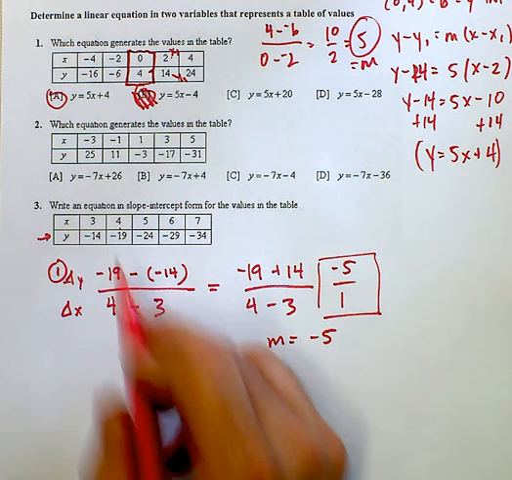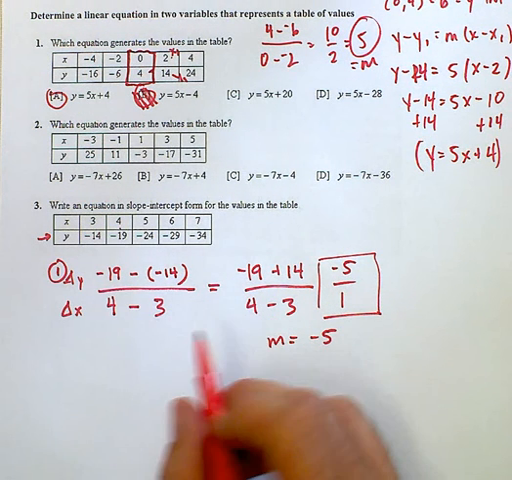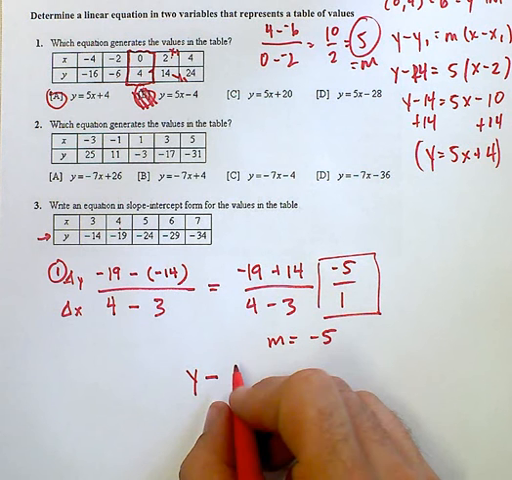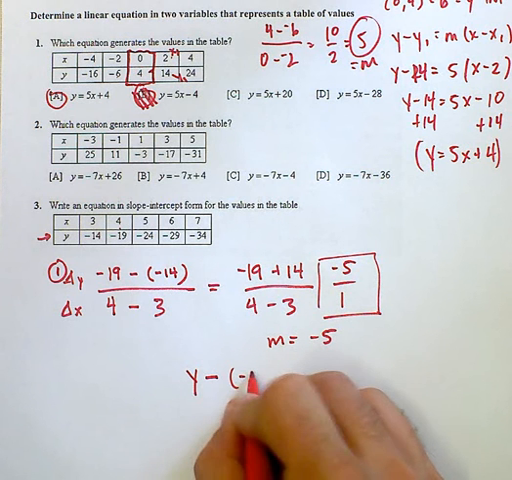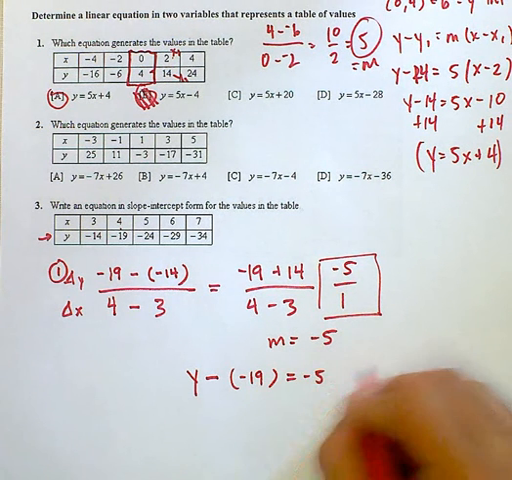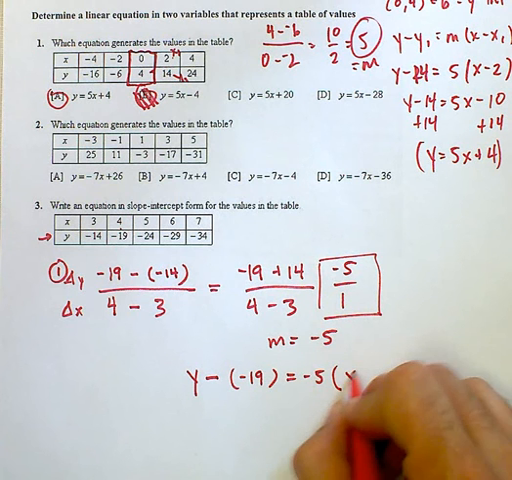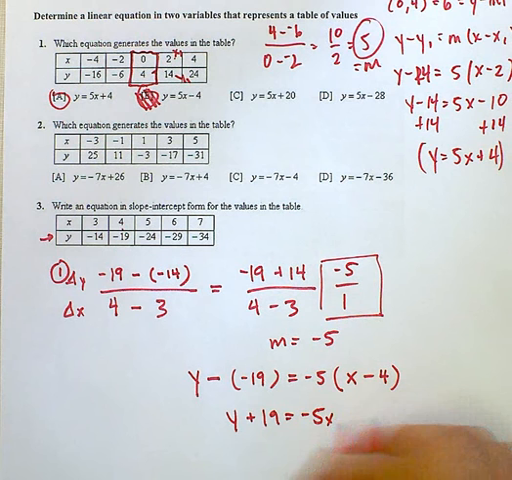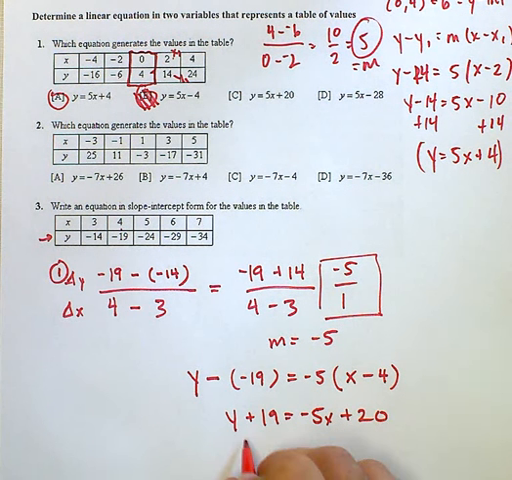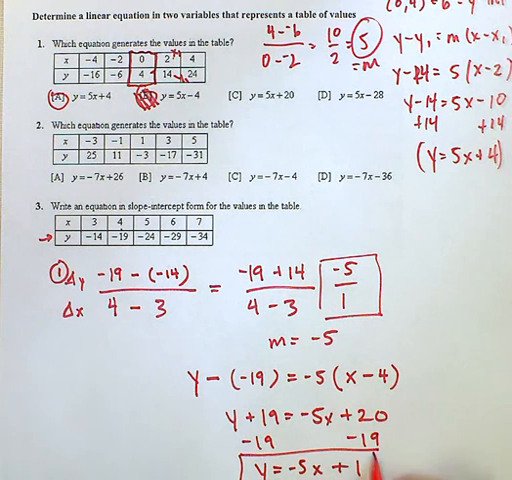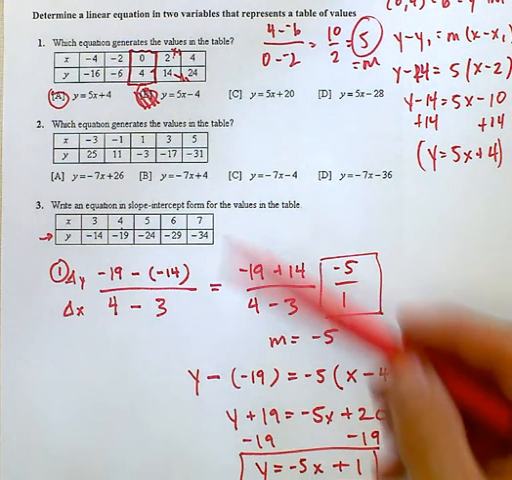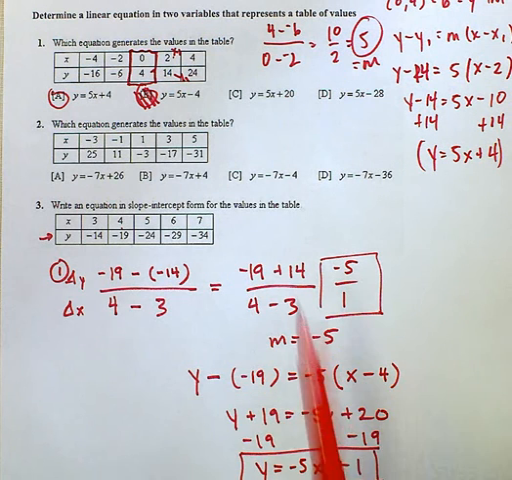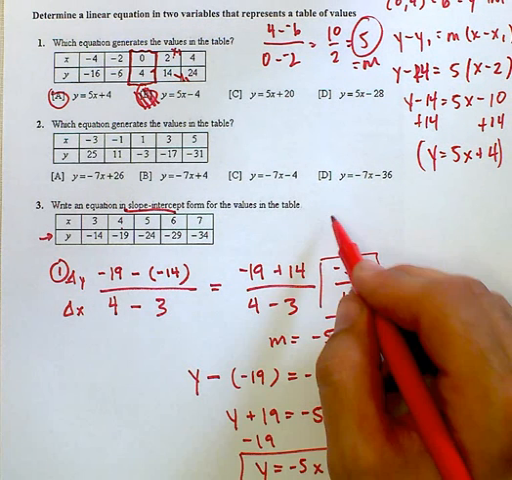And then I can use any one of these points as my x1, y1. So I could just do y minus the negative 19 is equal to negative 5 times (x minus 4). y plus 19 is equal to negative 5x plus 20, subtract 19, y is equal to negative 5x plus 1. So this is one way, or a great way, or the best way to find your slope-intercept form, which is your y equals mx plus b.